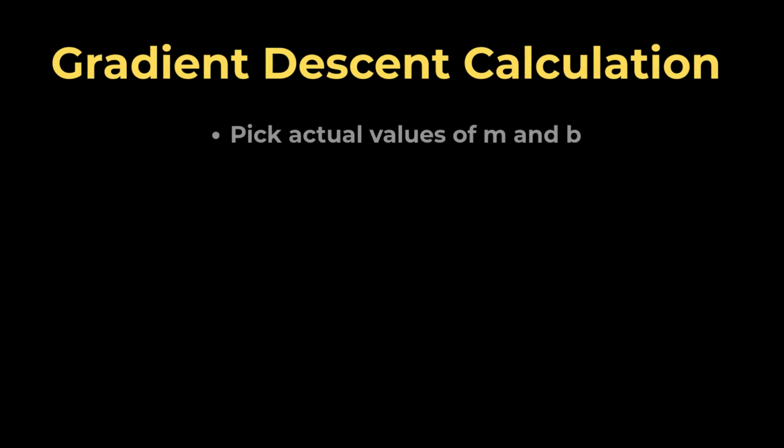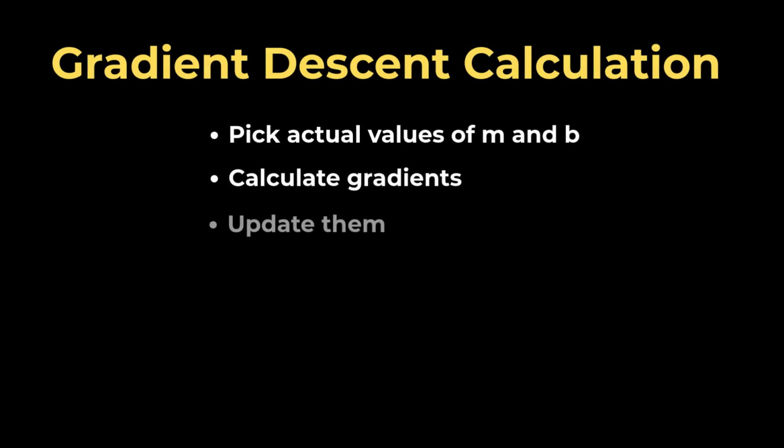In the next scene, we'll actually calculate one gradient step with real numbers and see the math behind it, so you can see learning happen on paper. We will pick actual values of M and B, calculate gradients, update them, watch MSE drop.